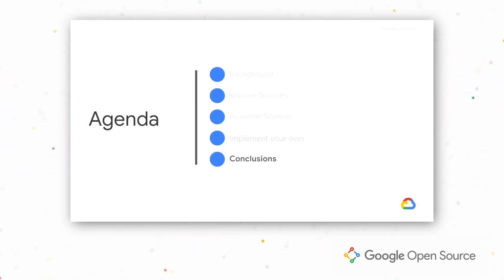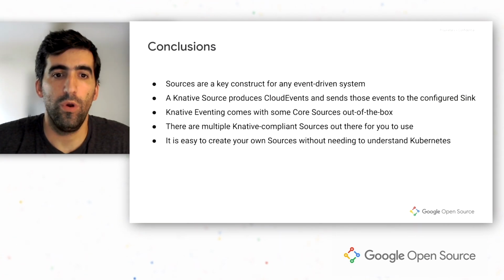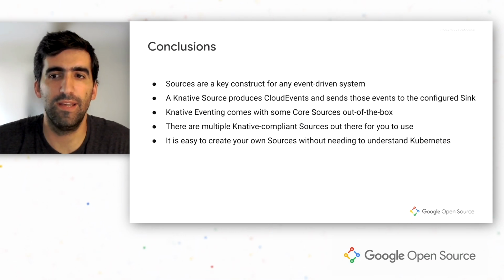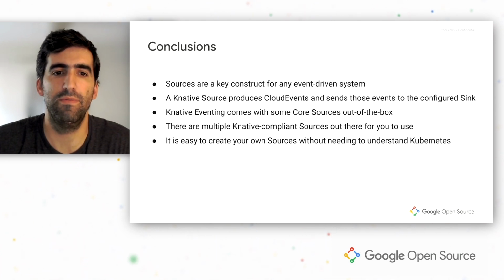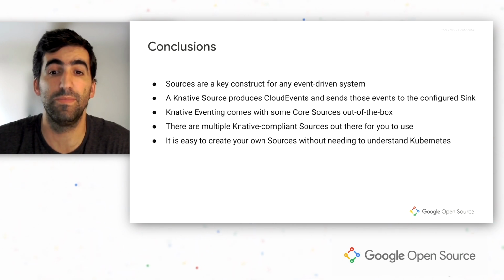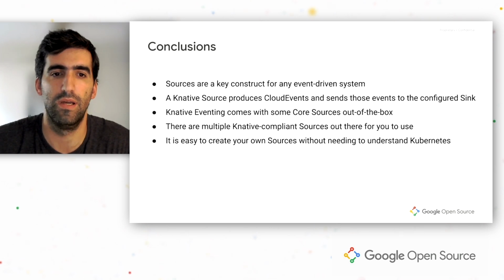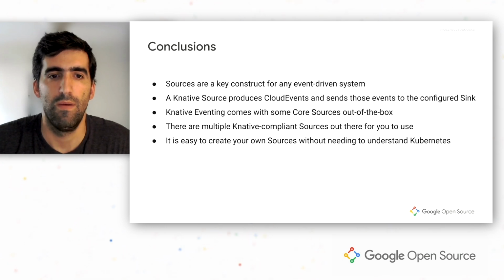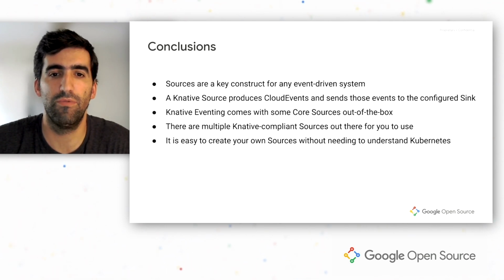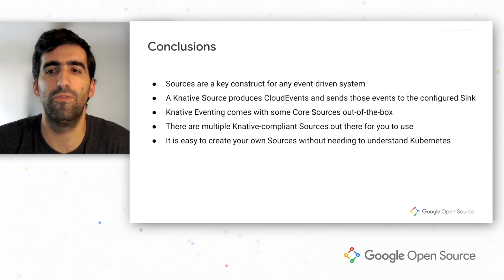With that, we have reached the end of the talk, so let's jump to conclusions. We hope you have a clearer understanding of what Knative sources are. In general, eventing sources are a key construct for any event-driven system. A Knative source is an abstraction that produces cloud events and sends them downstream to any configurable sink. Knative eventing comes with some core sources out of the box, but there are multiple Knative compliant sources out there for you to use, both community-owned and vendor-owned. But you can always create your own sources. It's easy to do so, and you don't need to fully understand Kubernetes.